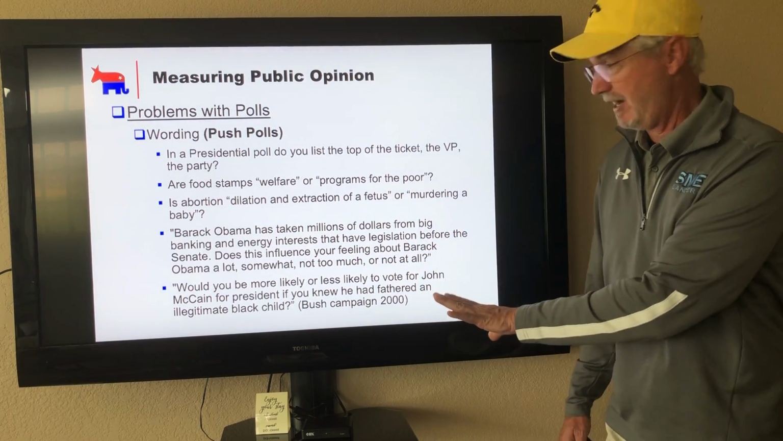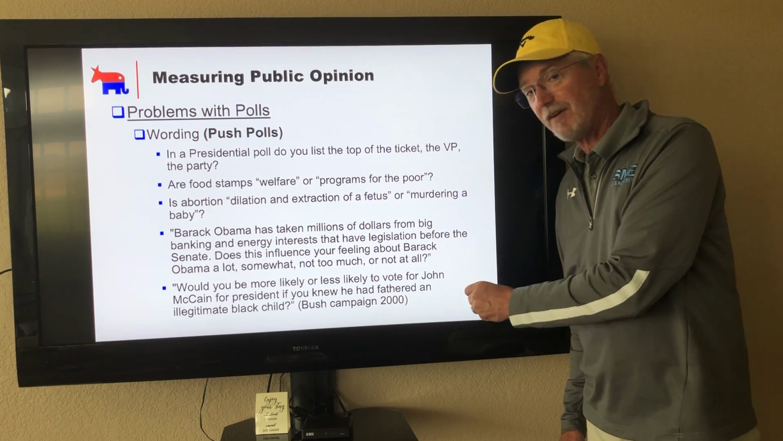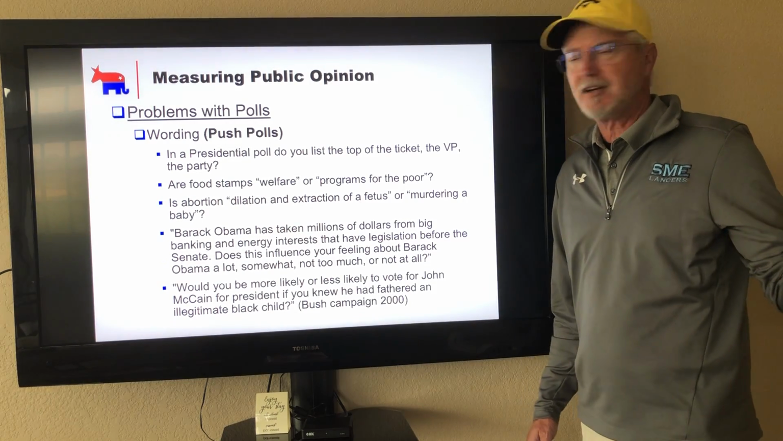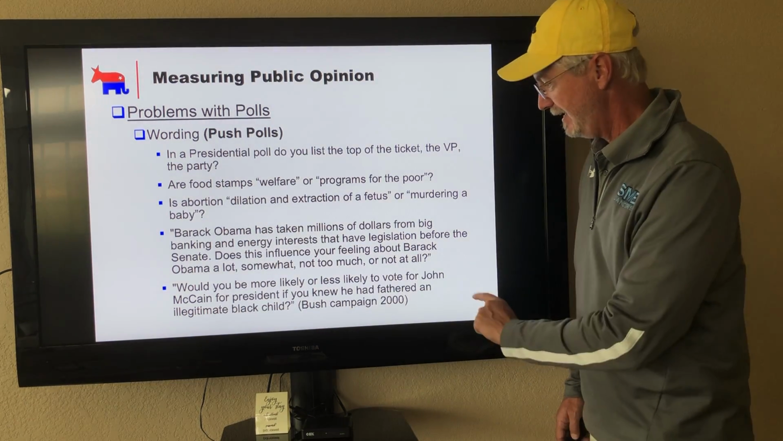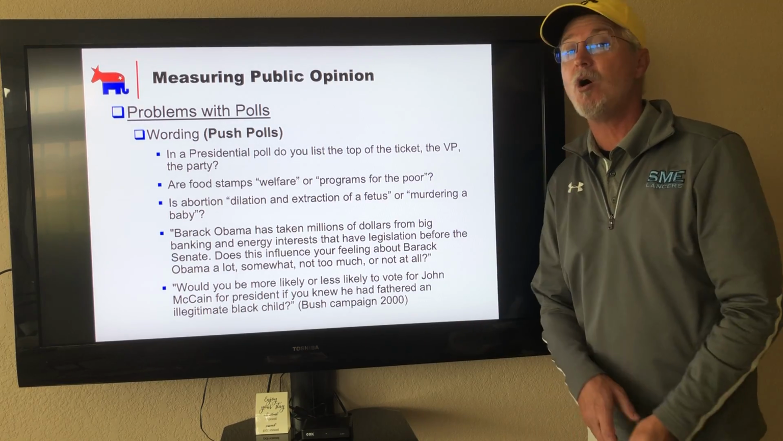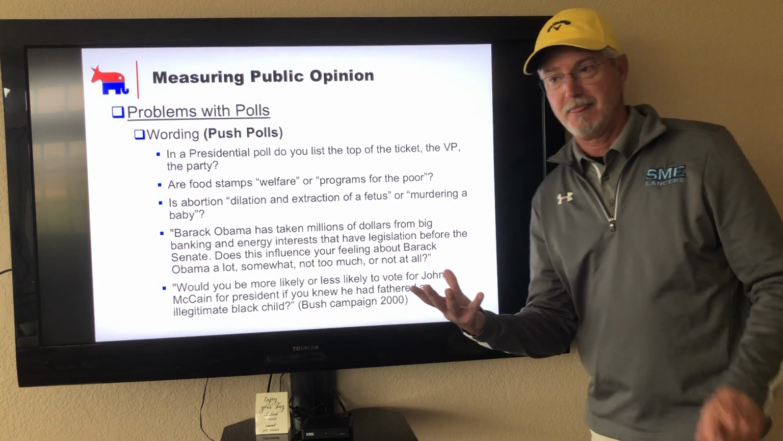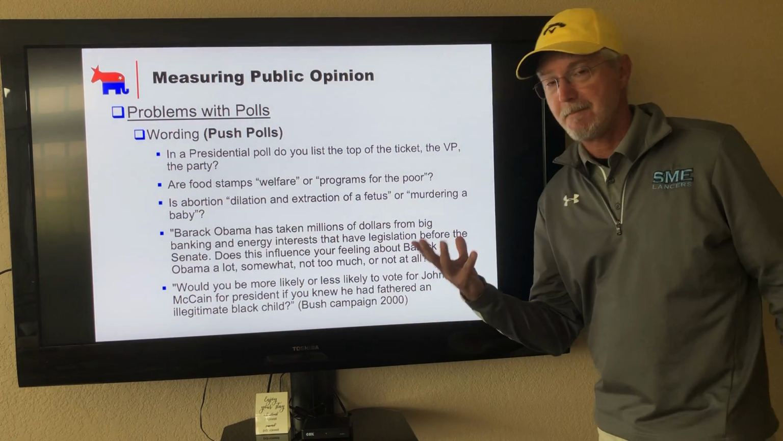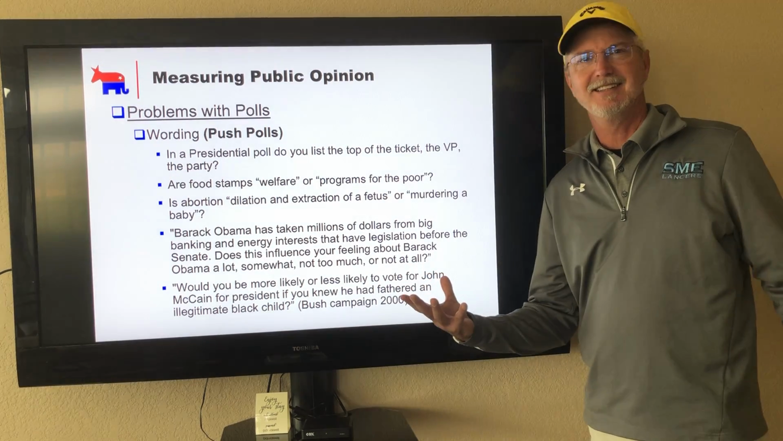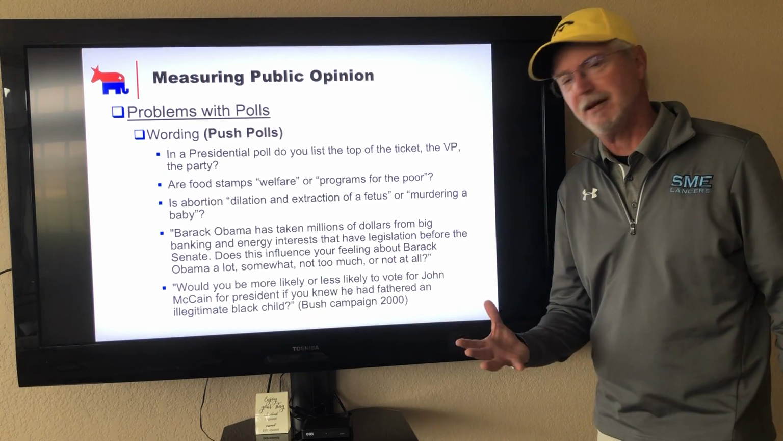Now, look at it. Would you be more or less likely to vote for John McCain? They didn't say he did father it, just said, what if he did? Would that affect your decision? Well, I mean, come on. Now, here's the kicker. In the ads that they were running in South Carolina, it showed John McCain holding a black child in the ad. And check this out: the black child was his son. What? Are you kidding me? Was it illegitimate? No, guys, that's not what happened.